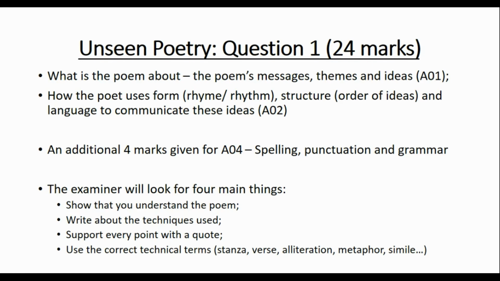Now, as well as the 24 marks, you will also be given an additional 4 marks for Assessment Objective 4, which covers spelling, punctuation, and grammar. So therefore, the examiner will look for 4 main things. They will see that you show understanding of the poem, that you can write about the techniques that have been used, that you can support every point with a quote, and that you can use the correct technical terms, for example, stanza and verse, alliteration, metaphor, simile, personification, repetition, for example.